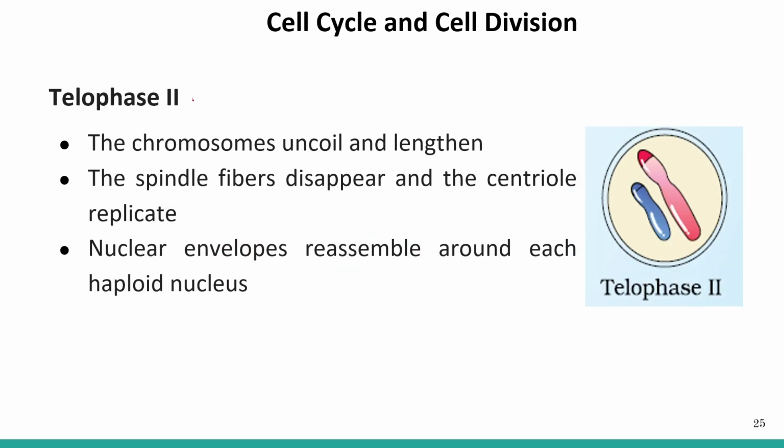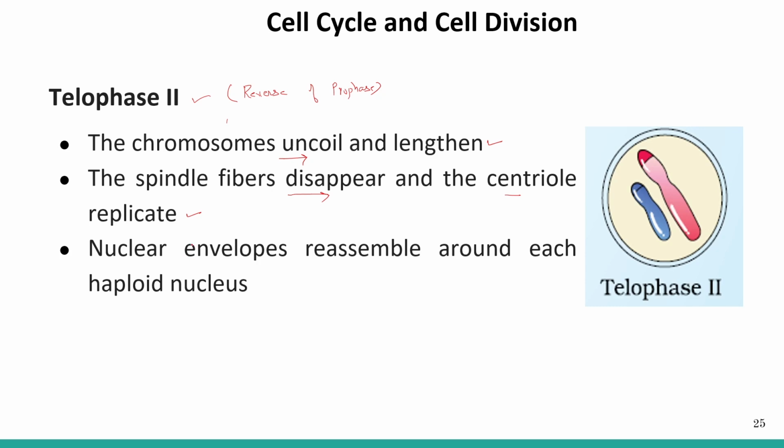Now the last stage is the telophase 2 stage here. So again, telophase 2 is, we can say, the reverse of prophase. Opposite of prophase is happening here. The chromosomes again uncoil, they lengthen, and they lose their identity or become non-distinct. The spindle fibers disappear, and the centriole will replicate.